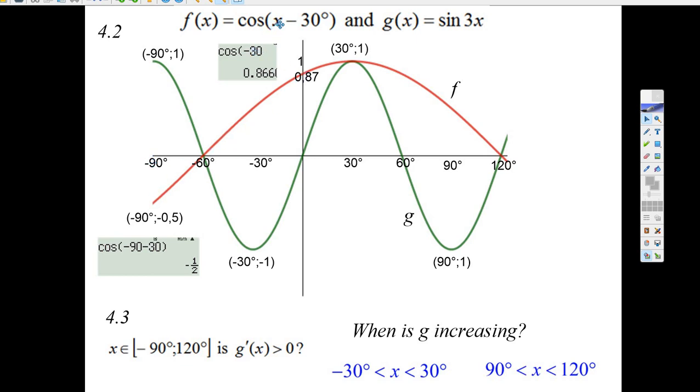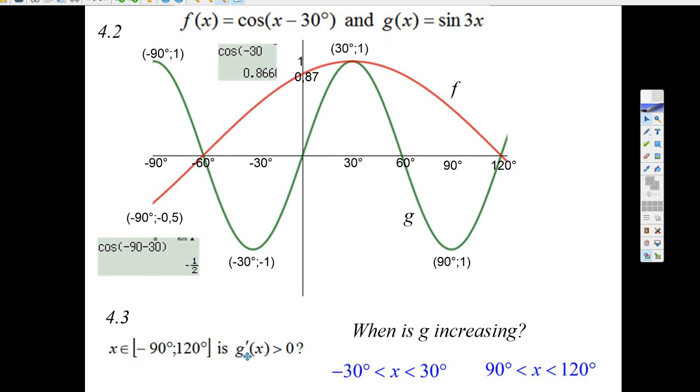So when x is 0, the cosine of minus 30 is 0.87. We have to label that because that's an intercept. And down here is an endpoint. So just put in minus 90 minus 30, minus 120. The cosine of that is minus a half. So you have to label that endpoint. And label it F. There's your 6 marks.